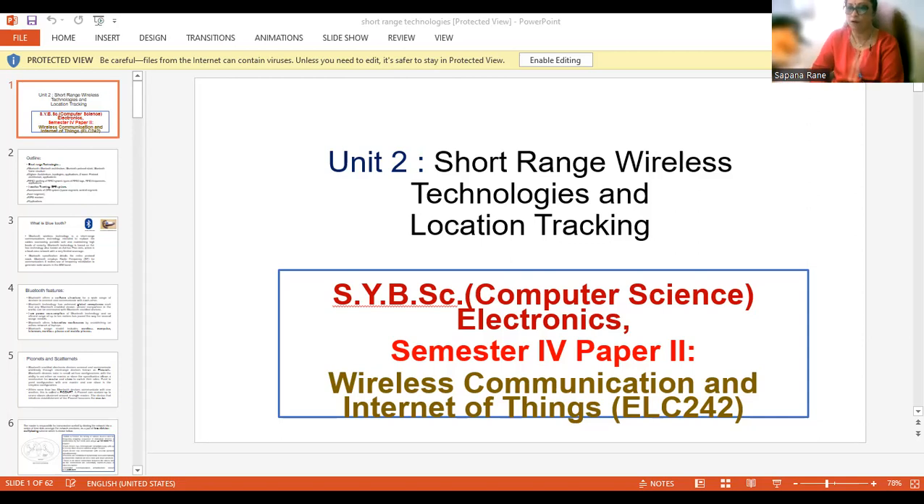Okay, now we are starting with the Bluetooth technology. Do you have any idea why the name Bluetooth? Hmm?